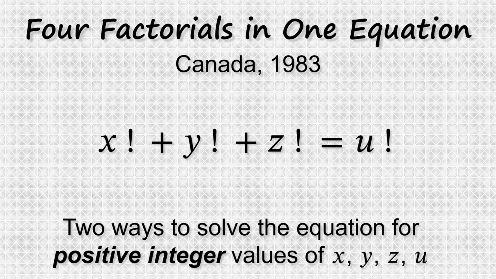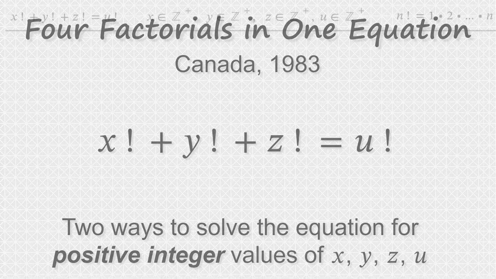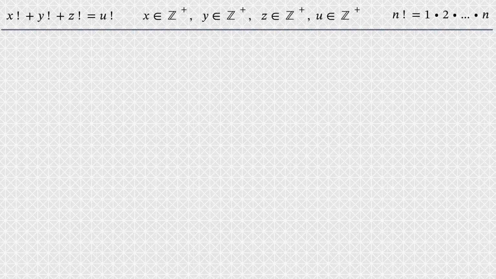Here is a cute little equation involving 4 factorials, presented at Canadian Math Competition in 1983. You know, of course, that n factorial is a product of first n positive integers. In particular, 1 factorial is 1, and 0 factorial is also defined as 1.